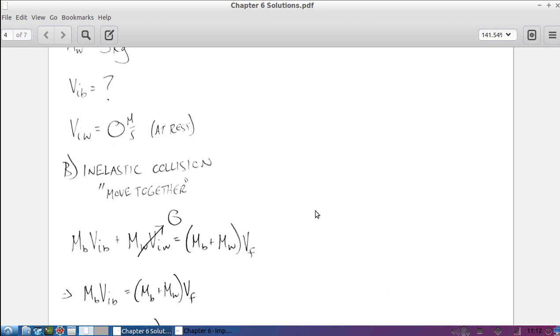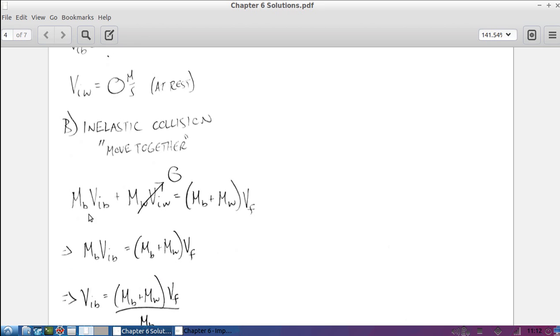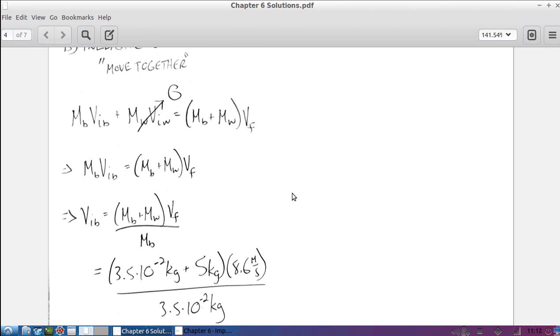So it's an inelastic collision. They move together. I go back to my inelastic collision momentum conservation setup. Right? Initial momentum of the bullet, initial momentum of the wood, final momentum of the system. This term goes away because the velocity of the wood is 0 before the collision. So that whole term gets to go away. Very nice.